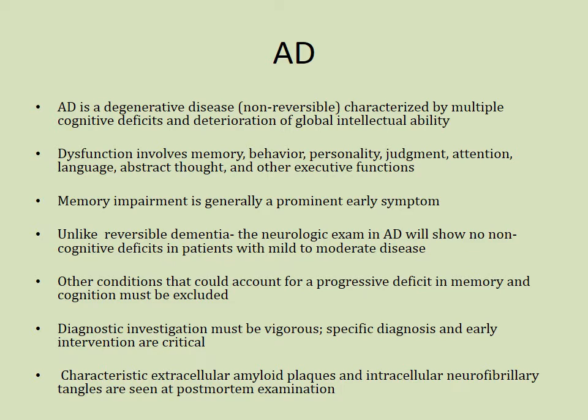Unlike reversible dementia, the neural exam in AD is probably going to be pretty normal. The only thing that it's going to show is cognitive deficits, especially if the patient comes in with mild to moderate disease. But you have to always think about the other conditions that could account for the progressive deficit, and you need to be very vigorous in your diagnostic investigation because we need to diagnose this or whatever's going on as early as possible so that we can intervene.